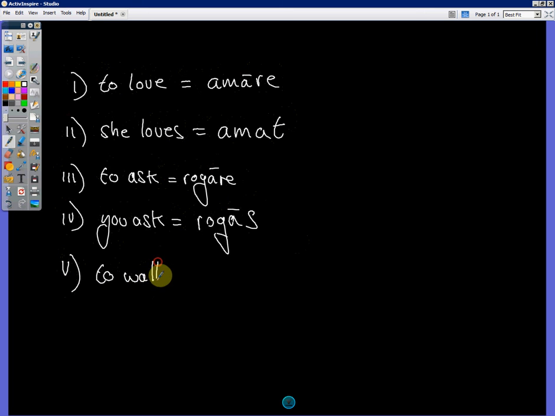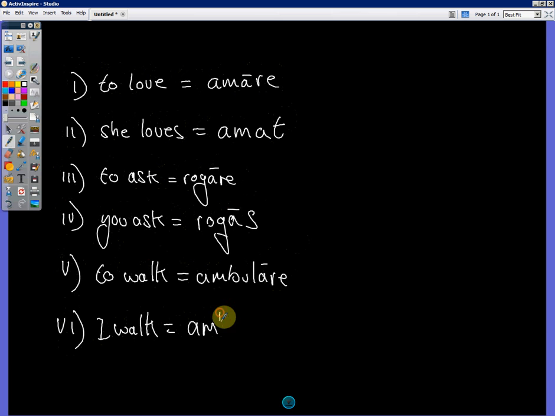To walk. The infinitive form, nice and easy: ambulare. Number 6 was I walk. Well, we go to the infinitive, we take off the RE, and we put O on the end, but remember, the Romans didn't like the A and the O together, so the A drops out. So ambulo means I walk. Number 7 was to shout, and quite simply it's clamare.